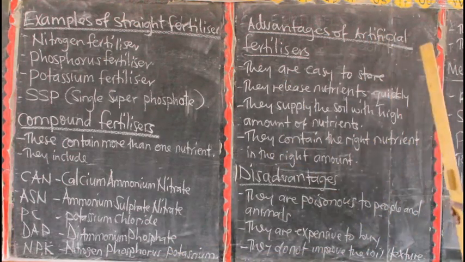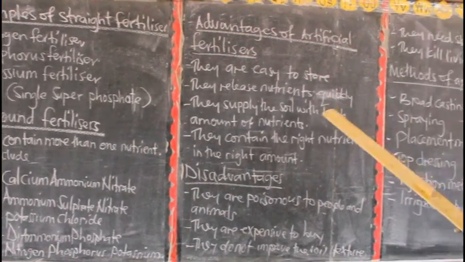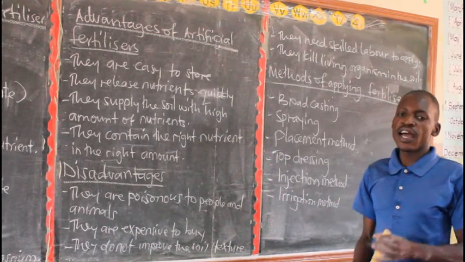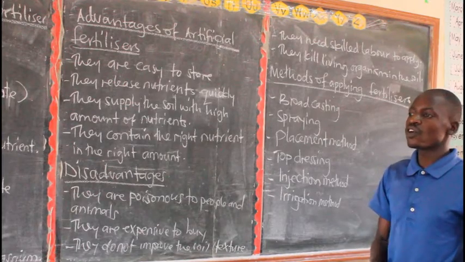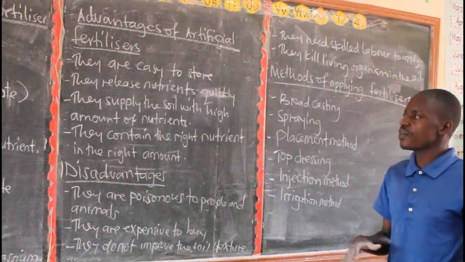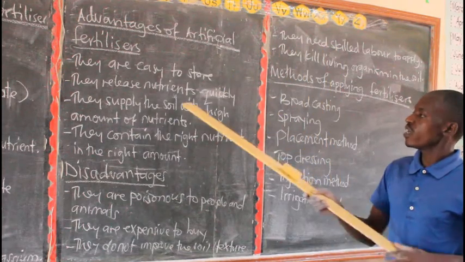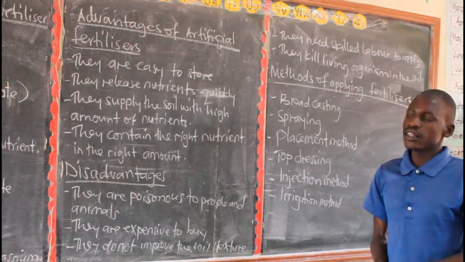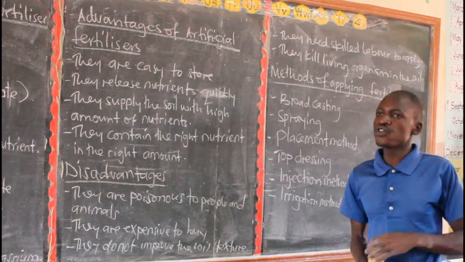Now, what are the advantages of using these artificial fertilizers? One of the advantages is that they are easy to store. They are not like other manure, which you cannot put in the house because of their smell, and they are too many and heavy. These ones are easy to store since they are clean. Then they release nutrients quickly to the soil. They supply the soil with high amounts of nutrients.